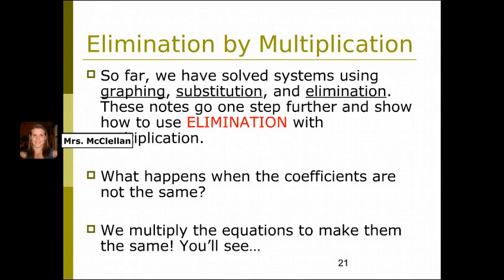So far we have solved systems using graphing, substitution, and elimination. Now we are going to look at how to use elimination with multiplication. What happens when our coefficients are not the same? When we have two equations with coefficients that are not the same, we need to use multiplication to get a coefficient that is the same. You may multiply one or both of the equations to use elimination.